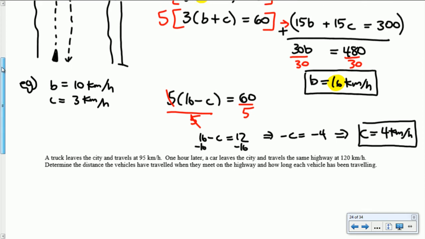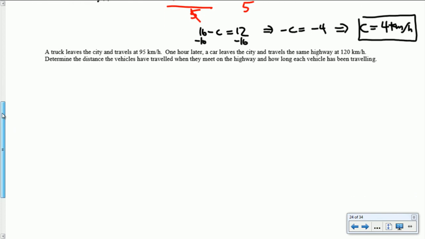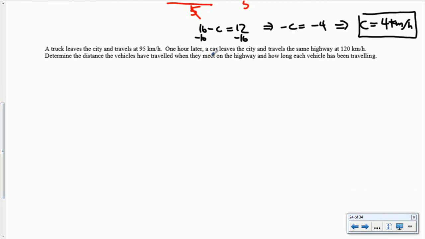A truck leaves the city, travels at 95 kilometers per hour. 1 hour later, a car leaves the city and travels the same highway at 120 kilometers per hour. Determine the distance the vehicles have traveled when they meet on the highway and how long each vehicle has been traveling. Same kind of thing. Speed is distance over time, so speed is equal to distance over time.